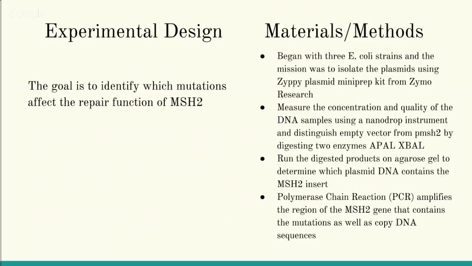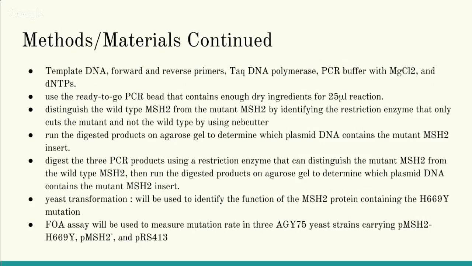PCR, also known as polymerase chain reaction, was used to amplify and copy DNA sequences. We also diluted each plasmid to 5 nanograms per microliter using nuclease-free water, and also determined the forward and reverse primers. We also digested the 3 PCR products using a restriction enzyme that can distinguish the mutant MSH2 from the wild type MSH2.